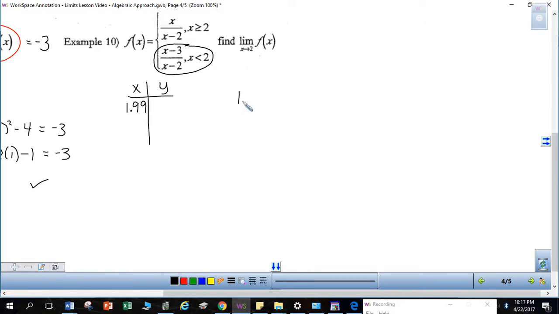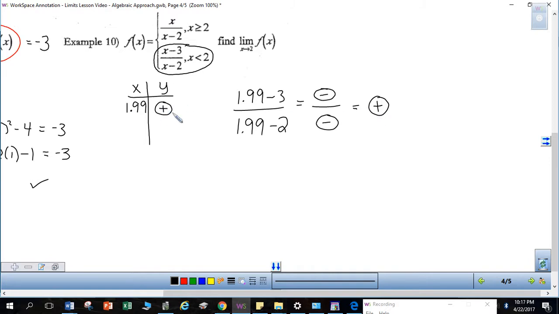If we plug it in, we have 1.99 minus 3 over 1.99 minus 2. So it's going to end up being negative over negative. Negative divided by a negative is a positive. So that tells us that our graph is going to be approaching positive infinity from the left side.